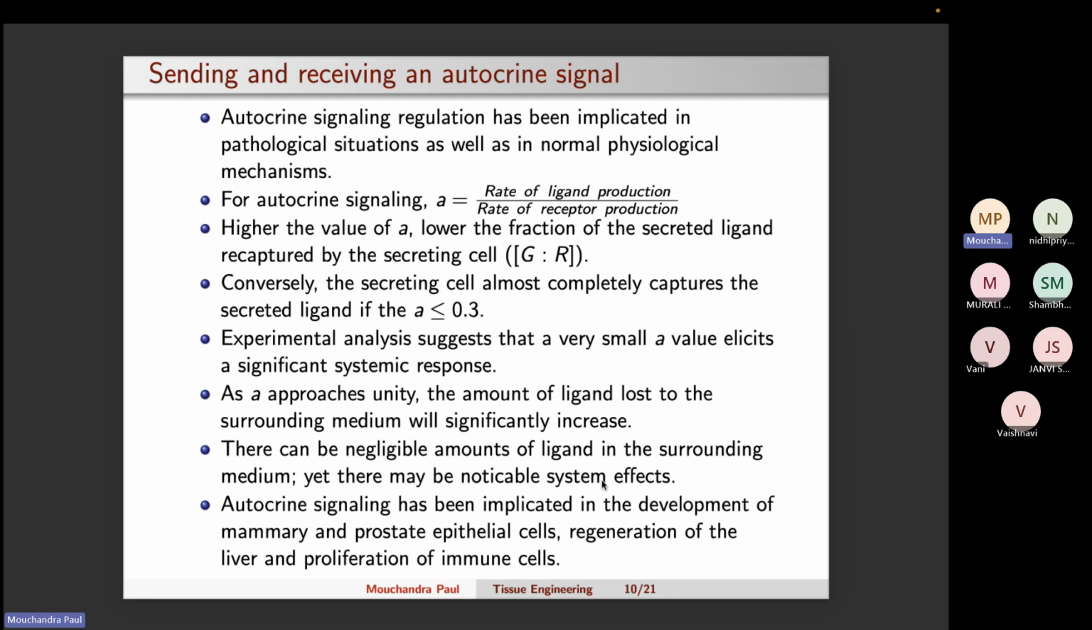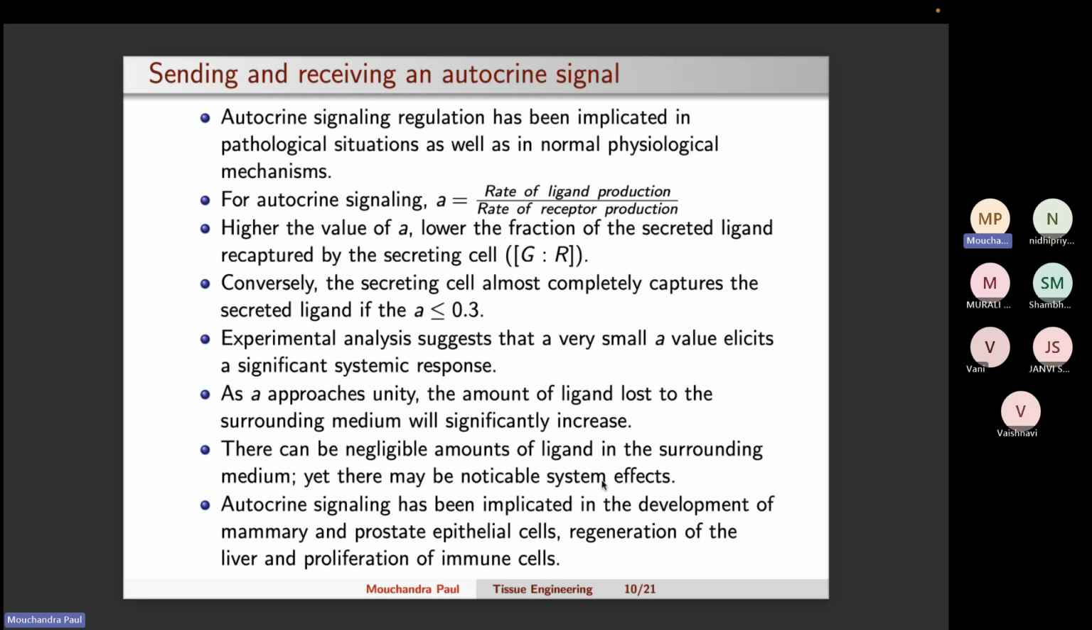So this is what we can conclude from these statements: during autocrine signaling, the lesser the number of ligands that get produced per unit time, the easier it is for the cell to recapture them using the receptors.